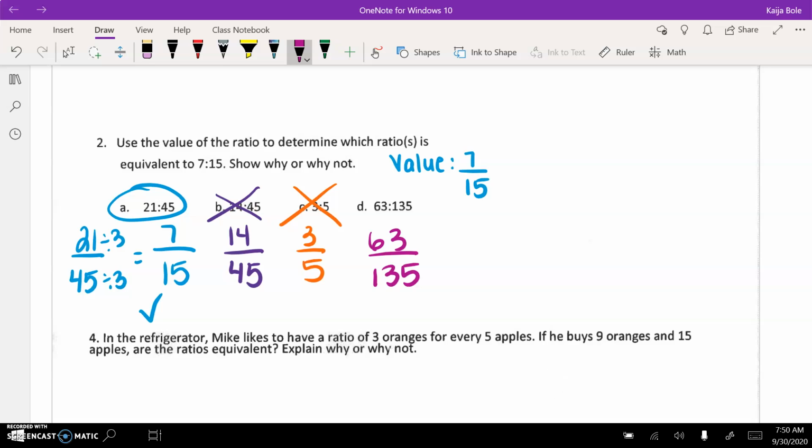Again, this one's really big and it's a little hard. I can divide both of these by 9, and this would get me down to 7 over 15, so that would be a good one. All right.